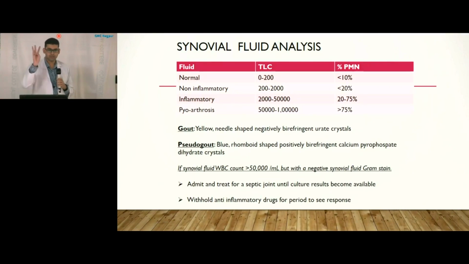So just remember these three words: usually monoarticular, usually painful, associated with systemic features. Synovial fluid analysis more than 50,000, predominantly polymorphs, chances of having septic arthritis is high. That is not diagnostic. If you are having something on gram stain, you can very well take it as a case of septic arthritis. Okay?